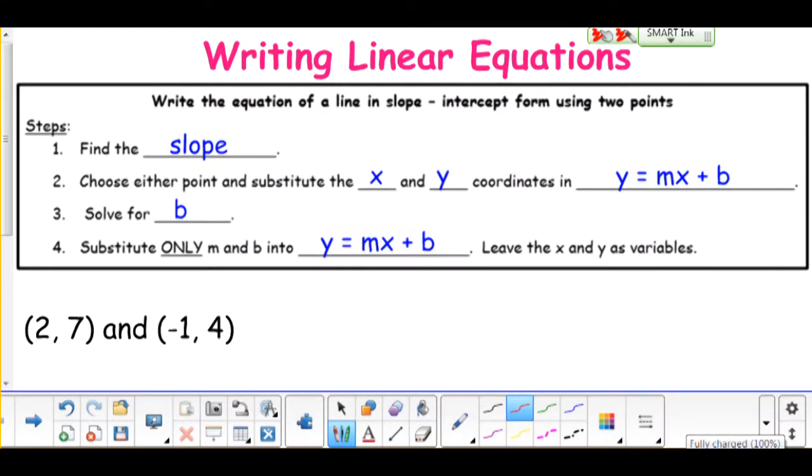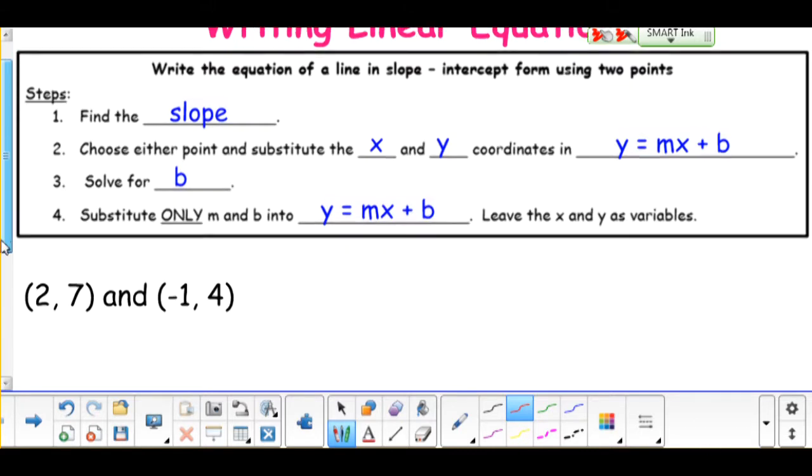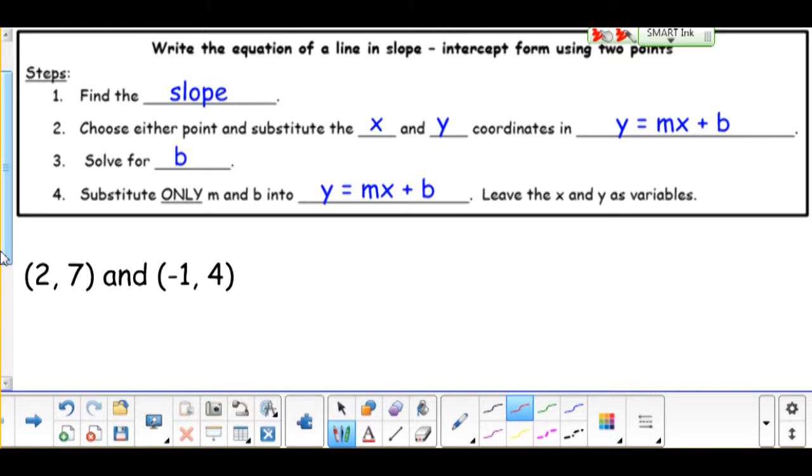When writing an equation in slope-intercept form through 2 points, we have a set of 4 steps that we can follow. The first step is to find our slope. So we know that our slope m equals y2 minus y1 over x2 minus x1. To start off, we can label our points x1, y1, x2, y2. So the 2, 7 will be x1 and y1, and the negative 1 and 4 will be x2 and y2.